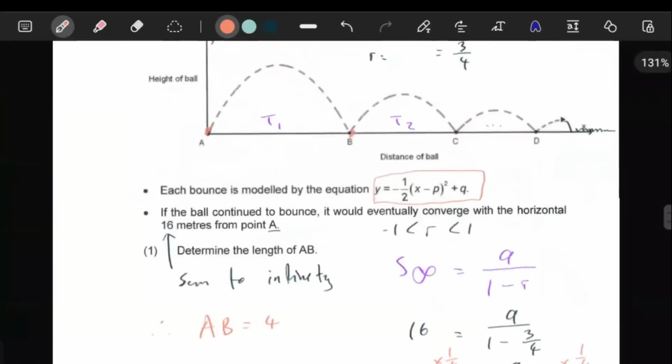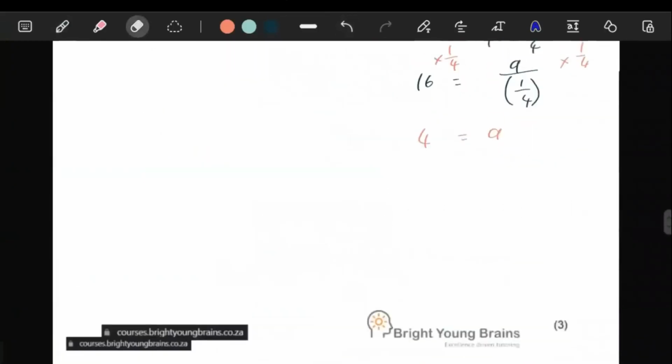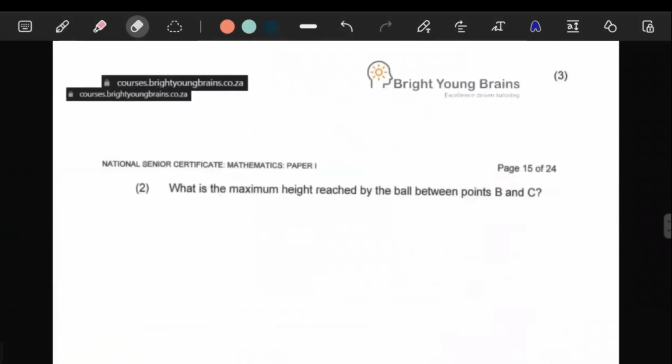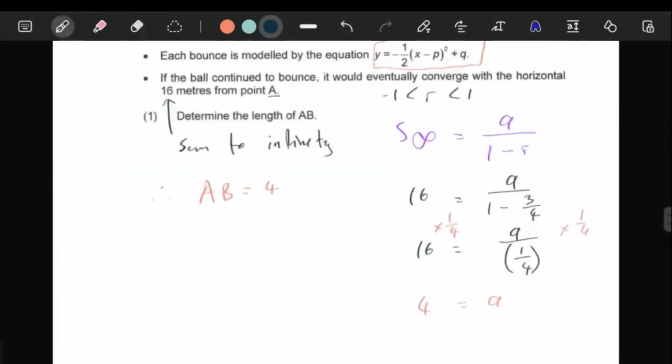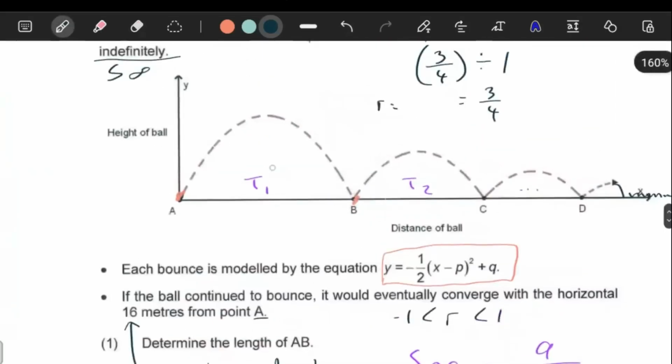That's okay. So this is like 4, and then it becomes 3, and then 3/4 going on and on and on. Anyways, let's move on to the next question. Question 2: what is the maximum height reached by the ball between B and C? So between B and C, fortunately, we can take note of how the height works, remember, this is a parabola.